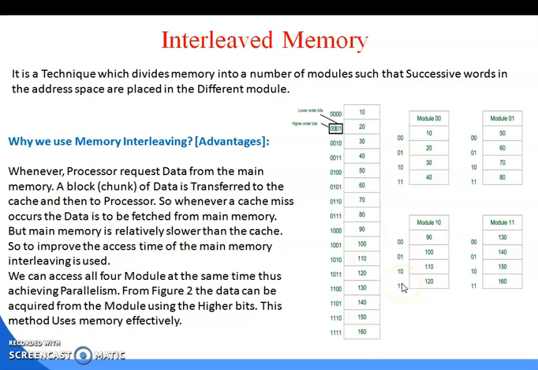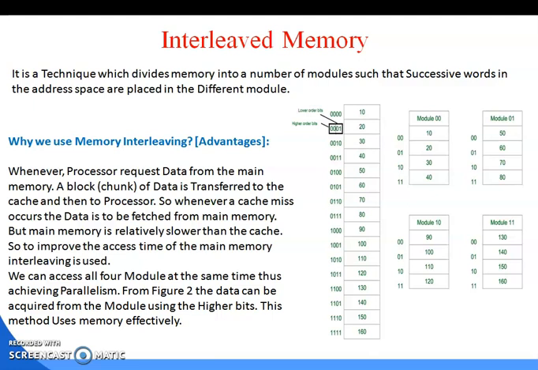Okay, good morning to everybody. And today we're going to discuss interleaved memory, which is a technique that divides memory into a number of modules such that successive words in the address space are placed in different modules.